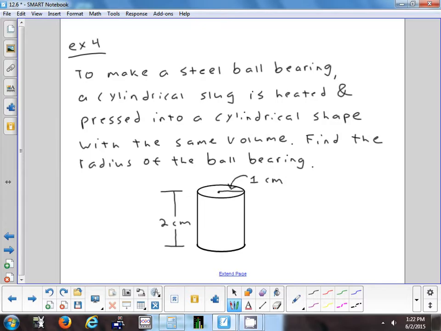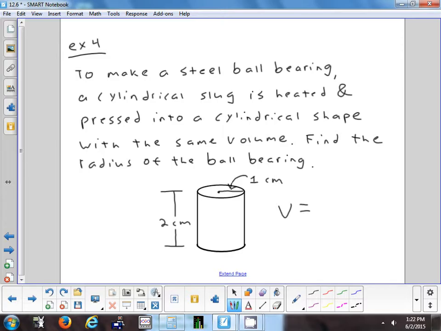Okay, what's my first step? What should I do first? Find the volume of what? Yeah. Let's find out how much material we have to start with, because that's going to be the amount of material we have when we're done. It's going to be in a different shape, but it's still going to be the same amount of stuff.